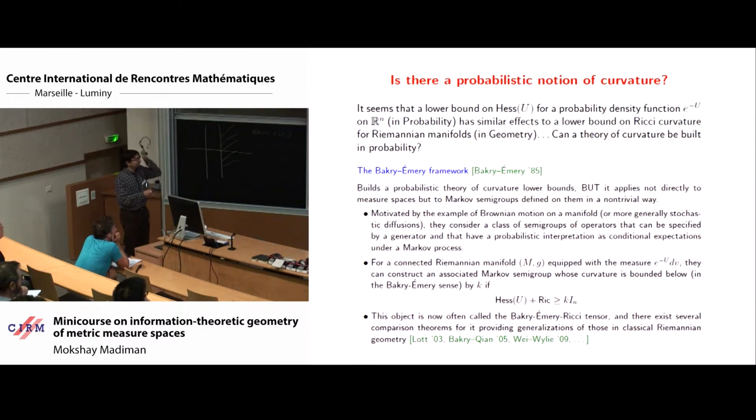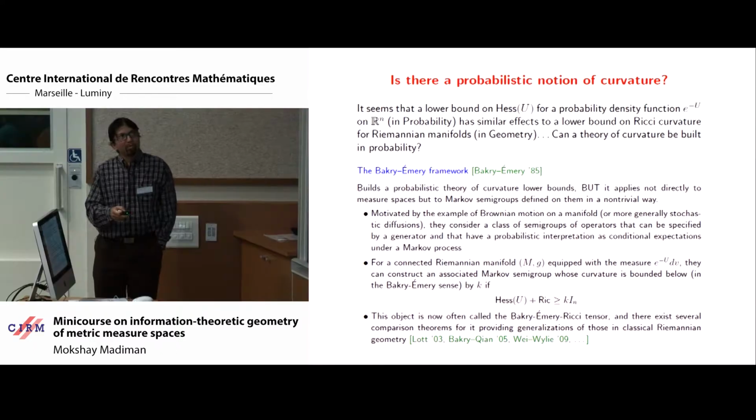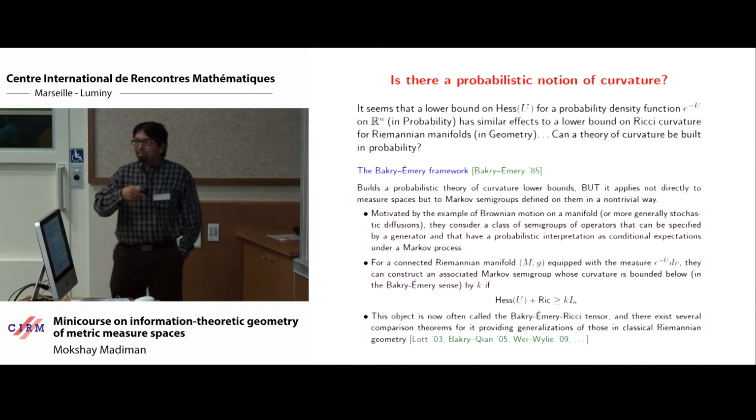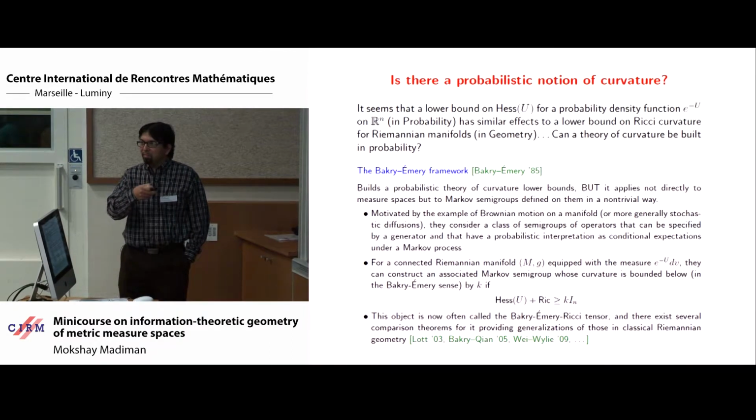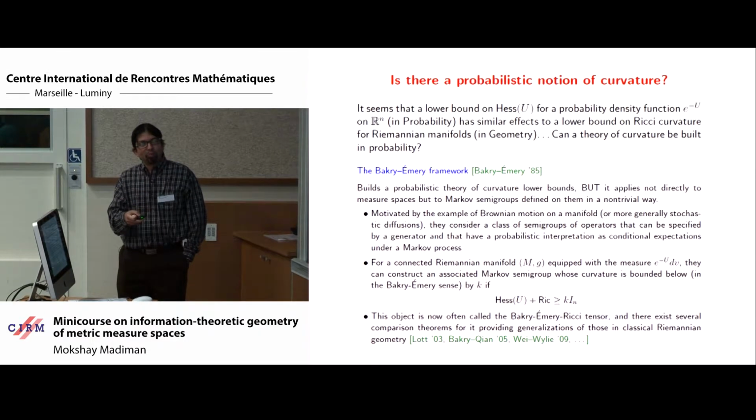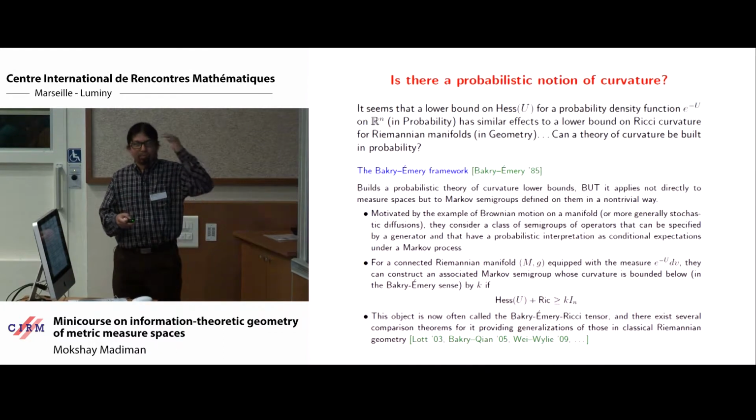The picture is the following: if you have a connected Riemannian manifold, this is one way in which the geometric and probabilistic pictures that I just mentioned get unified. If you have a connected Riemannian manifold which is now weighted, so instead of just looking at the Riemannian volume element, you equip it with a measure which is e to the minus u times the volume element, it turns out that it's possible to construct a Markov semigroup whose curvature is bounded below in the Bakry-Émery sense.